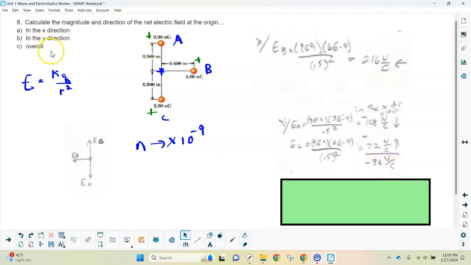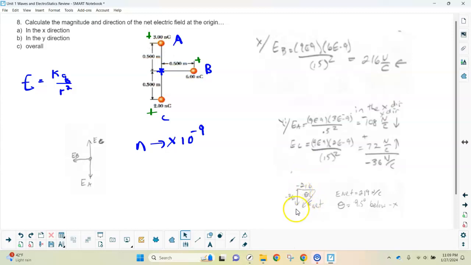For the last part, the overall part, I probably won't ask you to do this on the test, or at least the in-class part of the test. But you're just doing the Pythagorean theorem. So again, I drew the picture of the components. So I had negative 36 down and 216 going to the left. I should have drawn a little arrow here, but you get the idea, hopefully. So these two vectors are adding together, and we're trying to get the overall resultant vector and this angle theta. So when I did the Pythagorean theorem with 36 and 216, I got 219 newtons per coulomb, and the angle it's going at is 9.5 degrees below the negative x.